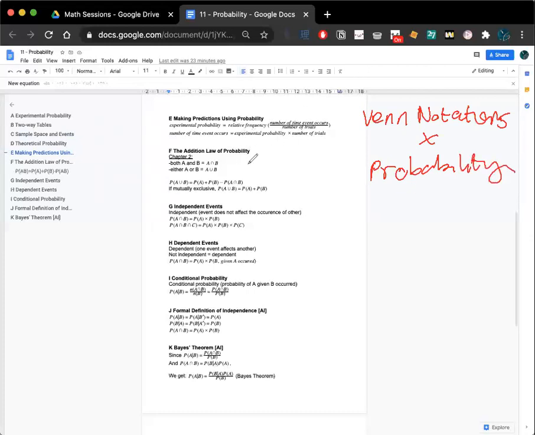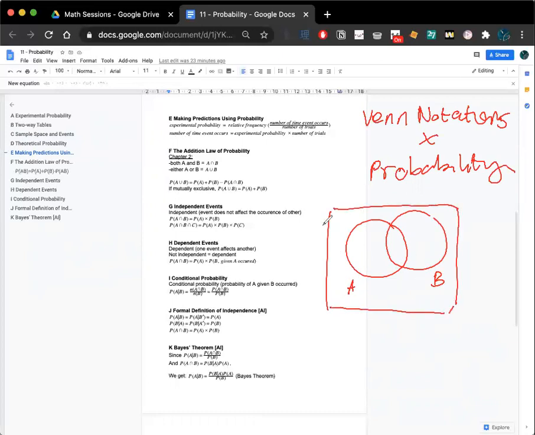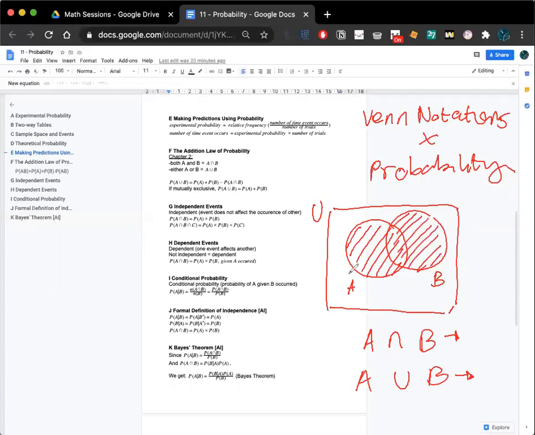So remember that in chapter 2, we learned that, for example, if we have set A and set B in a universal set, we have A intersection B, which is this part, and we also have A union B. So this is A intersection B. This is A union B. And A union B is basically, well, either A or B.